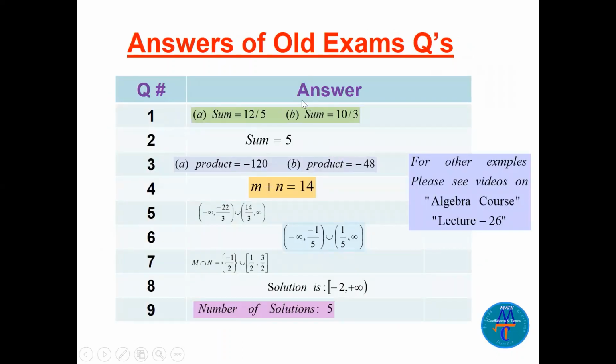Now, just to remind you, these are all the solutions of these questions. If you want to see more examples or ideas or explanation or the formulas, please go and see the video on Algebra course, lecture 26.